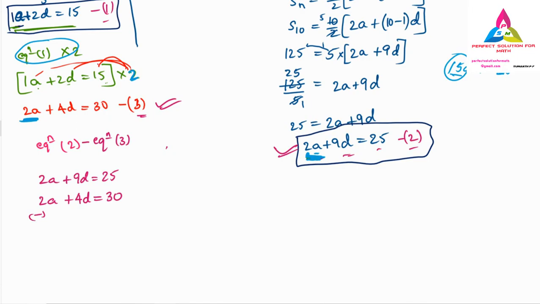Now we have to write down the subtraction symbol, because everywhere we have positive over here. Yes, plus we have to change the sign to minus. Here we have plus, so we have to write it as minus. Now it will be cancelled. So 2a minus 2a gets cancelled. In 9d you are subtracting 4d. In 9, if you are subtracting 4, you are going to get 5.